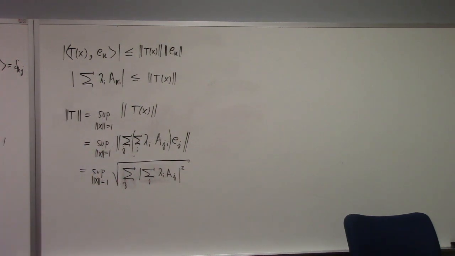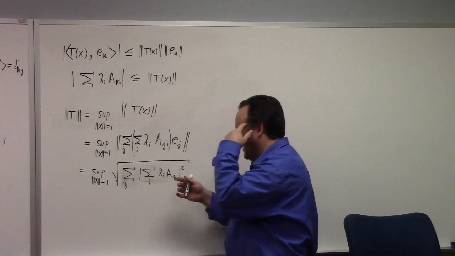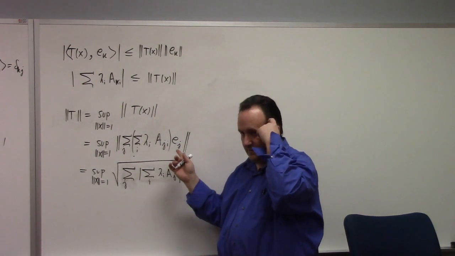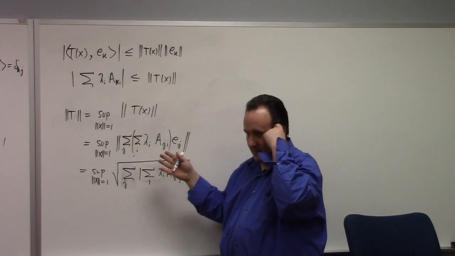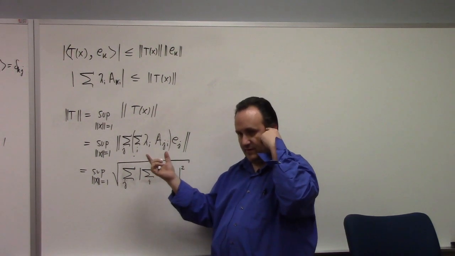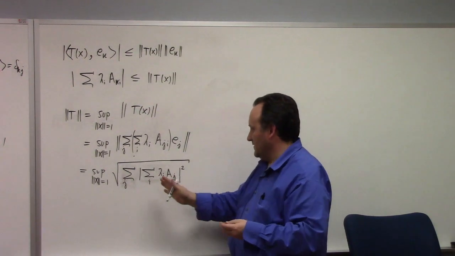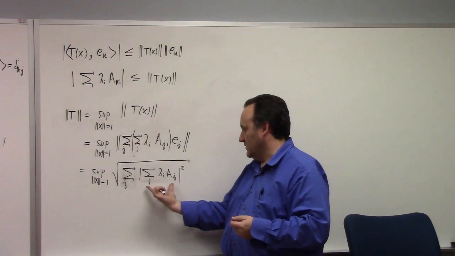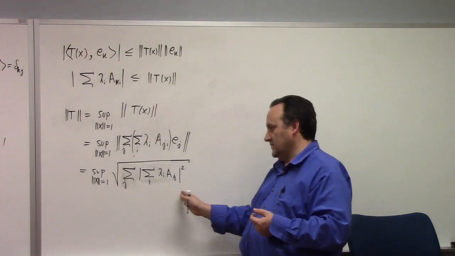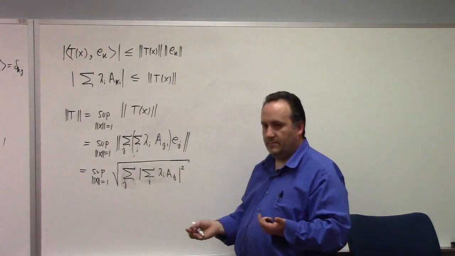So the jth component of the vector is the sum over i of lambda i a_ji, because that's the coefficient of e_j. The definition of the complex n-norm is I square the components in terms of their modulus squared, take the sum of all those, and square root it. That's what I have now. This is the length of the jth component. I square it, take the sum of all of those, and square root that. That's the norm.